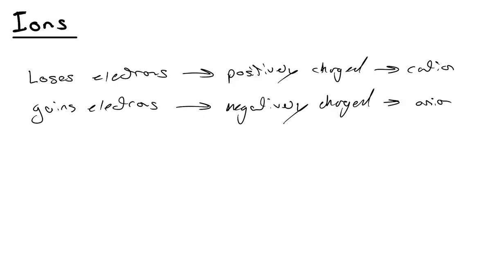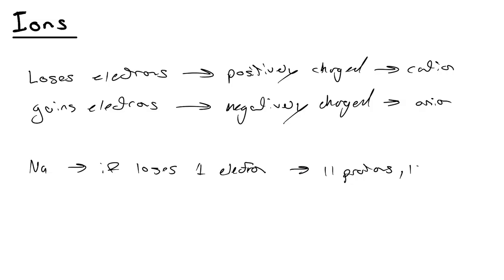So let me give you an example. So let's say we have sodium. It has an atomic number of 11, so it has 11 protons and 11 electrons. That's a neutral atom. If it loses one electron, it'll now have 11 protons and 10 electrons, which would make it Na+. Because now it's positively charged since it lost an electron.